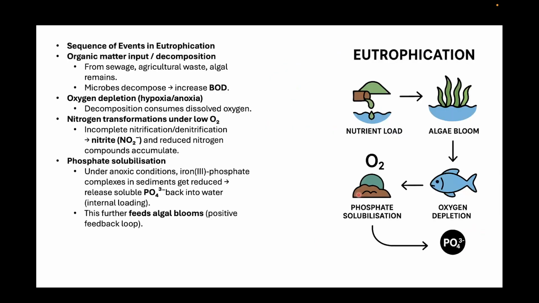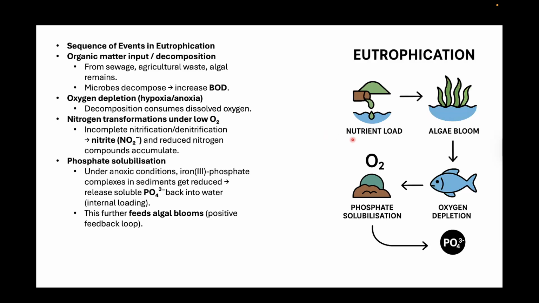So what is the correct sequence of events? First, there is nutrient load, which can be due to organic matter input and decomposition from sewage, agricultural waste, algal remains. Microbes decompose and increase the biochemical oxygen demand. Then there is oxygen depletion. So nutrient load, algal bloom, then oxygen depletion, nitrogen transformations under low oxygen.